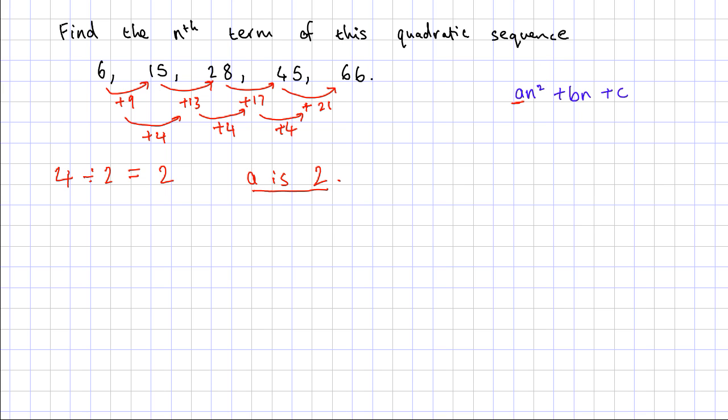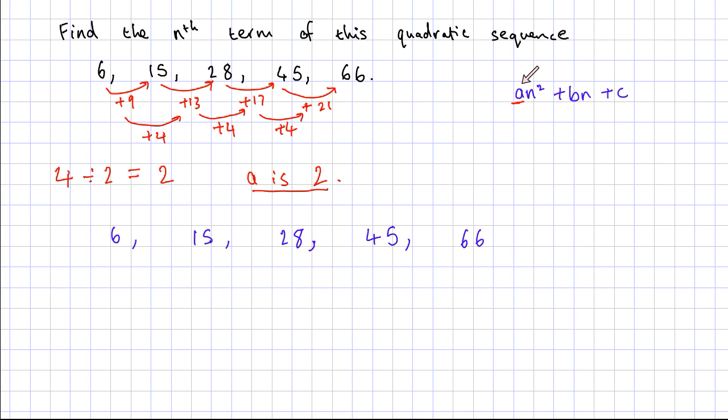Now that I know a is 2, I'm going to write this part of the sequence. I'm going to write the sequence that represents an squared. So a is 2, so 2n squared, and I'm going to subtract it from this sequence here. So let's do that now. My original sequence is 6, 15, 28, 45, 66.